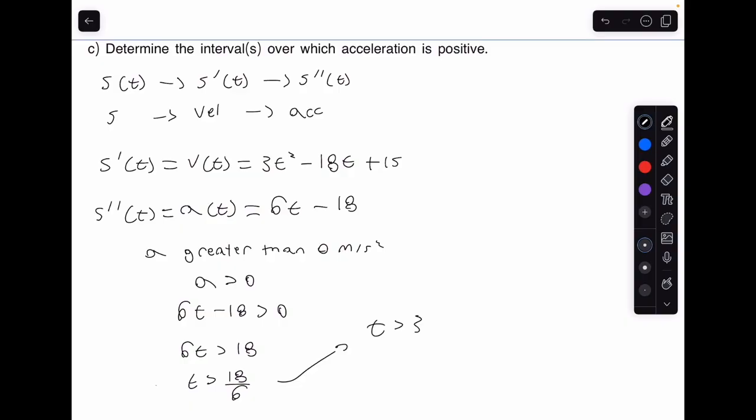What does that mean? That means that acceleration is positive when time is greater than 3 seconds. That's all we got to do. So first, find the acceleration, determine when it's positive, so determine when a is greater than 0, and then just solve for t, and t gives you the interval.